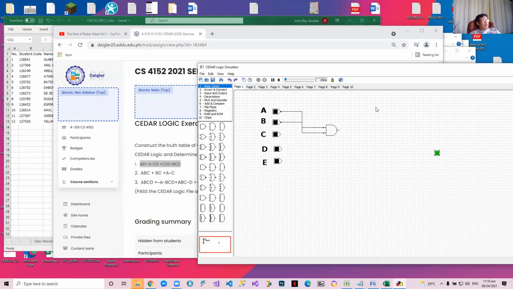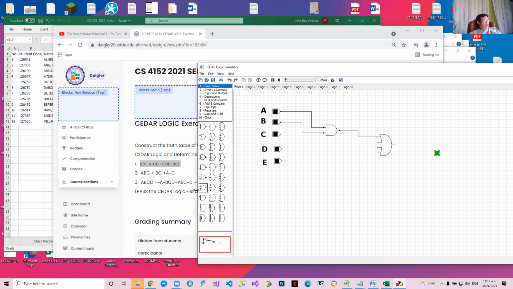And then these are all ORed together. So we will need a 1, 2, 3, 4 input OR gate. If you don't have a 4 input OR gate like this, you can make a configuration like this. So this is just like a 4 input OR gate. Do you follow? So this and this are the same. Luckily, we have a 4 input OR gate from Cedar Logic. So that saves us the trouble. Now we can connect it here.